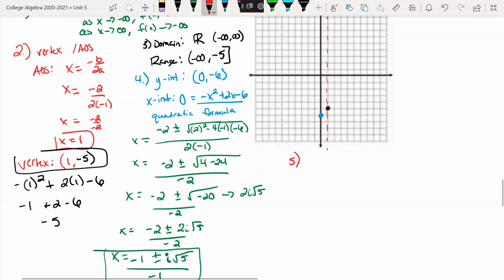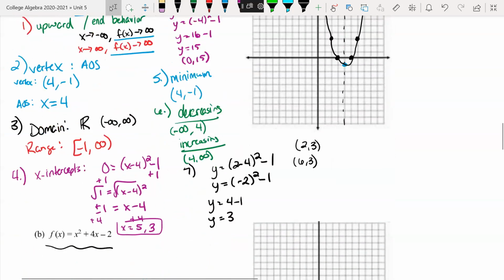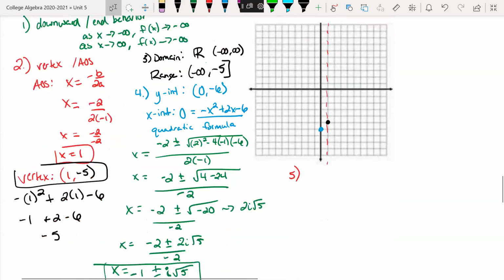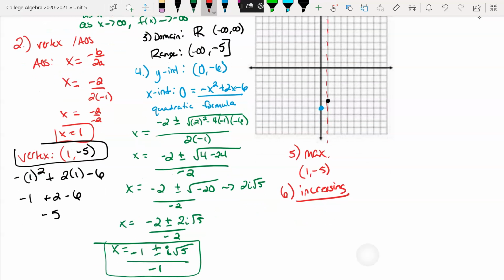Okay? Step 5 is going to be, I believe it's max or min, right? Kind of forgot my steps here. Yep. Step 5 is max or min. So in this case, it's going to be a max because we open downward. So my max is my vertex, 1, negative 5. Step 6 is increasing and decreasing. I told you if it's going to go downward, it's going to start with increasing, and then it's going to go to decreasing. So in this case, it's going to be negative infinity to 1 is increasing, 1 to infinity is decreasing. Again, I just use my vertex to answer that.